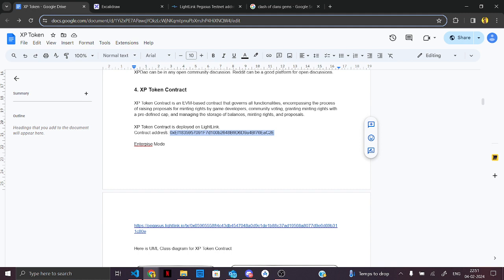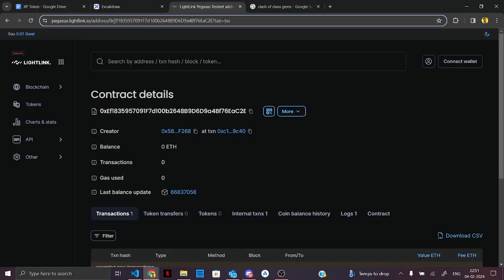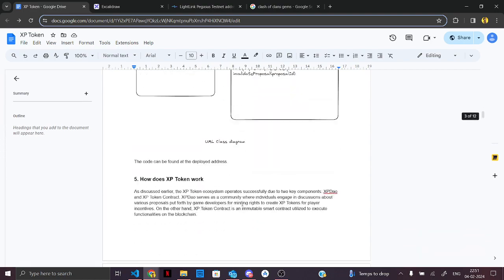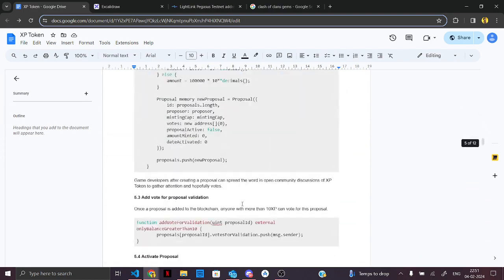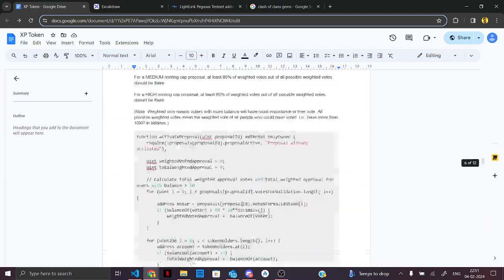As it was told that all contracts should be strictly deployed on lightning, we have deployed this contract on lightning. You can look into this address on pegasus.lightning.io, and you can enter this address and you will get the deployed contract. Also, if you want a detailed explanation of the contract, we have included that in our paper.